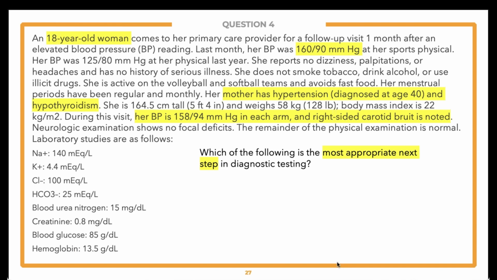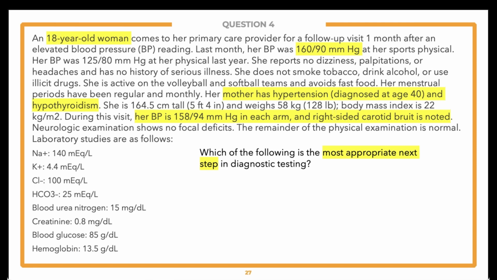Some family history is there, but mother was diagnosed at 40, and she has hypothyroidism. BMI is okay, nothing like that. Blood pressure is equal in both arms. And this right-sided carotid bruit is heard. What could that mean? What do bruits mean, and what could that indicate? There are no neurological issues, and labs are okay. So what do I need to do next? What should I be differentiating between her different diagnoses, and how do I get to it?